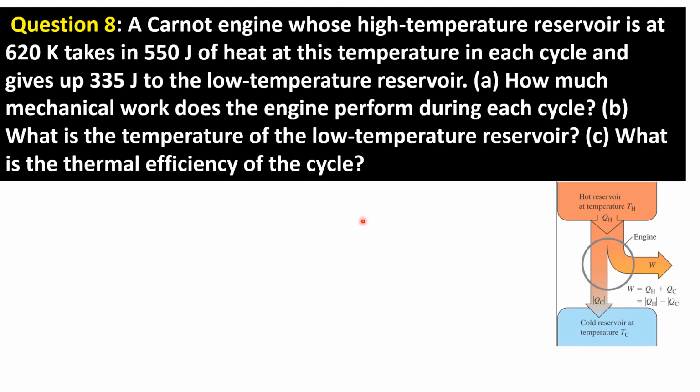Question number 8 is a problem-solving question. A Carnot engine whose high temperature reservoir is at 620 Kelvin, takes in 550 joules of heat at this temperature in each cycle and gives up 335 joules to the low temperature reservoir.